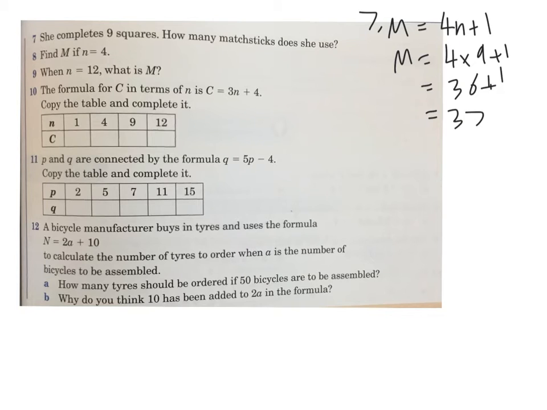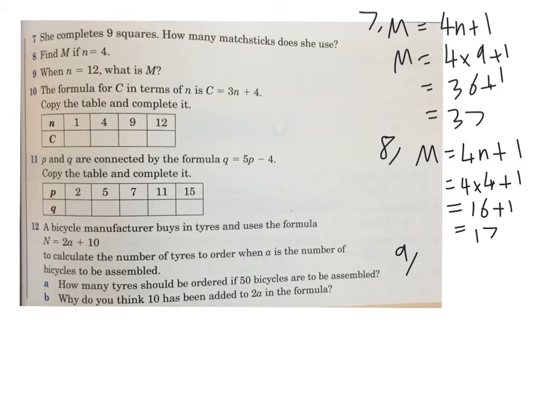Number 8 then. Find m if n equals 4. So the formula stays the same. It tells you that n is 4, so you substitute n to be 4. So that's 4 4s, which are 16, plus 1 is 17. So m would be 17.